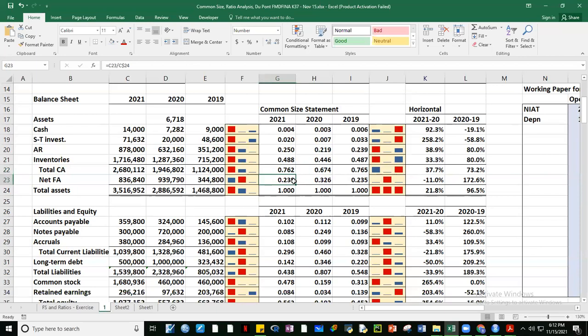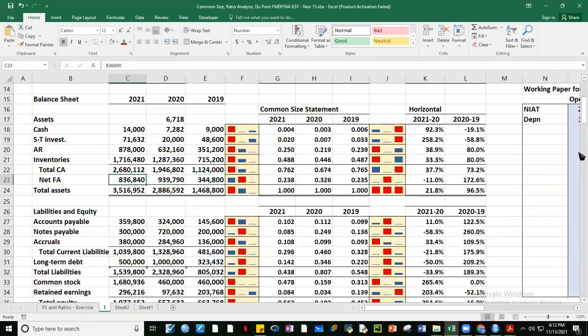Okay, current assets are around 3 times as big as the net fixed assets. There was a big increase in net fixed assets in 2020, largely due to, if we look at the absolute values, an increase from 344 to 1,124, and then it went down in 2021.